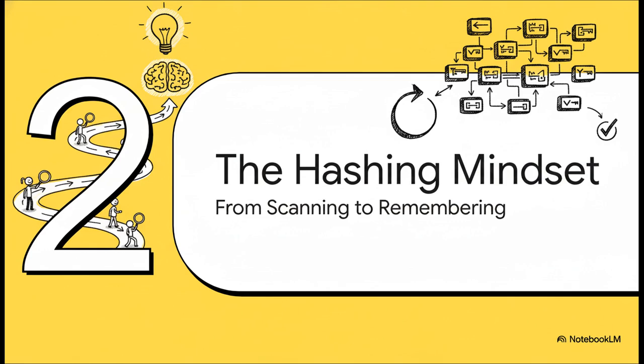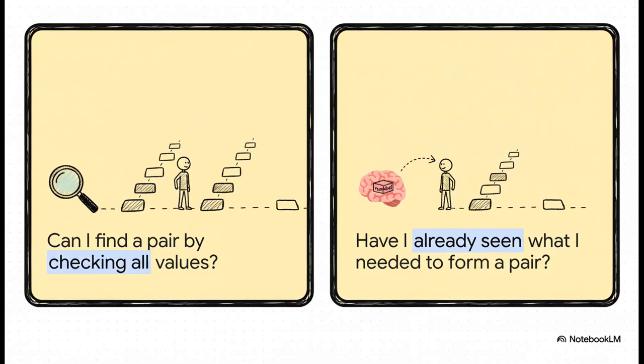What if we could just ask our memory if we've seen the number we need? This right here is the hashing mindset. This slide is the whole ballgame. On the left, that's the brute force question. It's all about scanning forward. But on the right, that's the hashing question. It looks backwards. For any number I'm on, it asks, hey, is the partner I need to make 9 already in my memory? It's a total game changer.